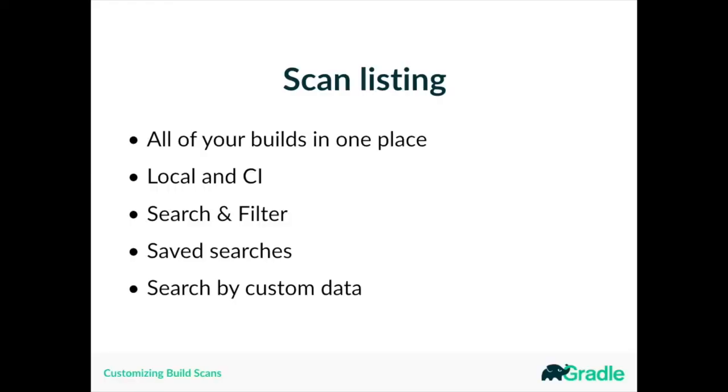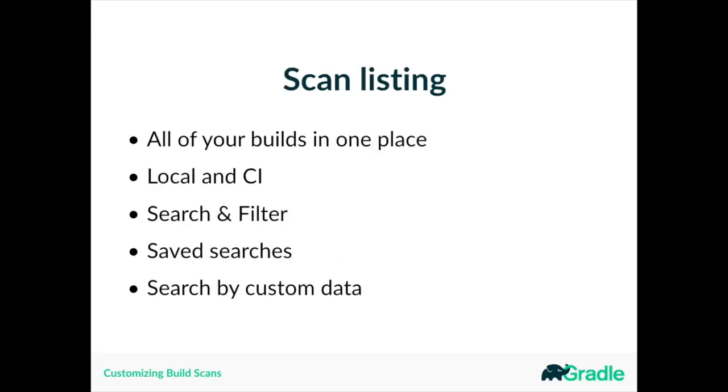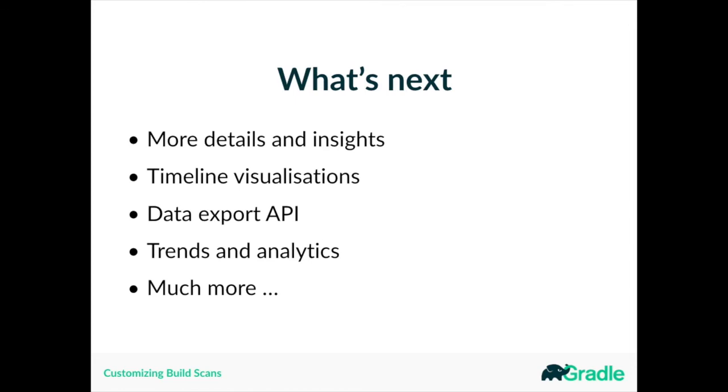All right, so that was the scan listing feature. I'm moving forward for the sake of time here. So all the builds in one place, local and CI, however you want to cut them. Use custom attributes to be able to carve things up however you want to, by release cycles, feature branches, whatever it is. Okay, what's next for Gradle Cloud Services and build scans?